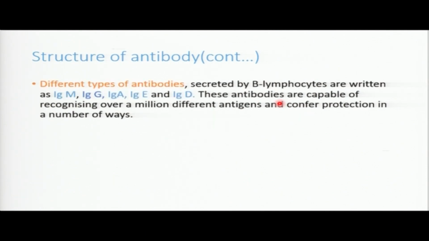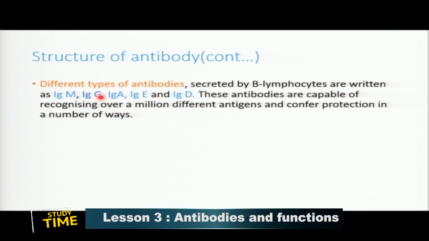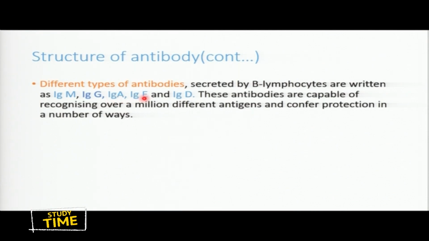So now we have different classes of antibody. There are 5 types of antibodies. Number 1 is what you call IgM, immunoglobulin M, antibody M. We have IgG, immunoglobulin G. We have immunoglobulin A. We have immunoglobulin E. We have immunoglobulin D. Those are 5 types of what? Of antibodies we have.